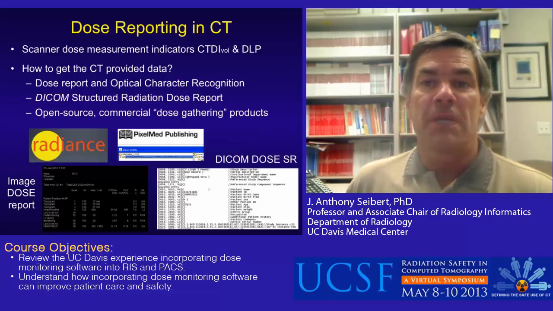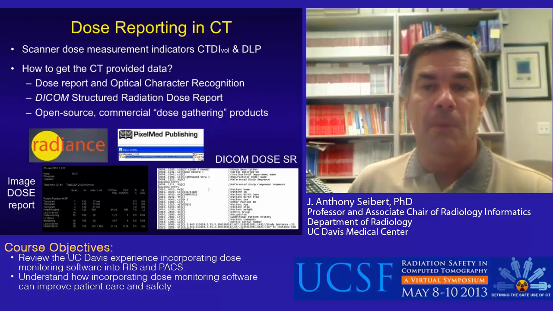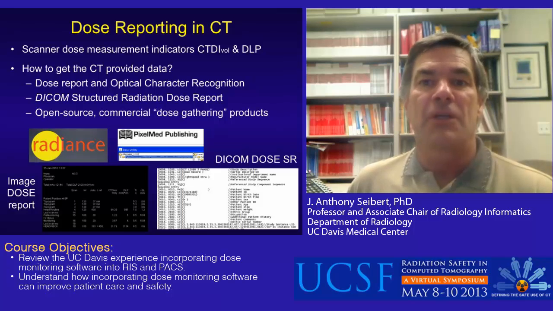Dose reporting for CT begins with an understanding of what the dose metrics are and where they come from. On older legacy scanners, a dose report image is available with information encoded in a grayscale image, as shown on the lower left.